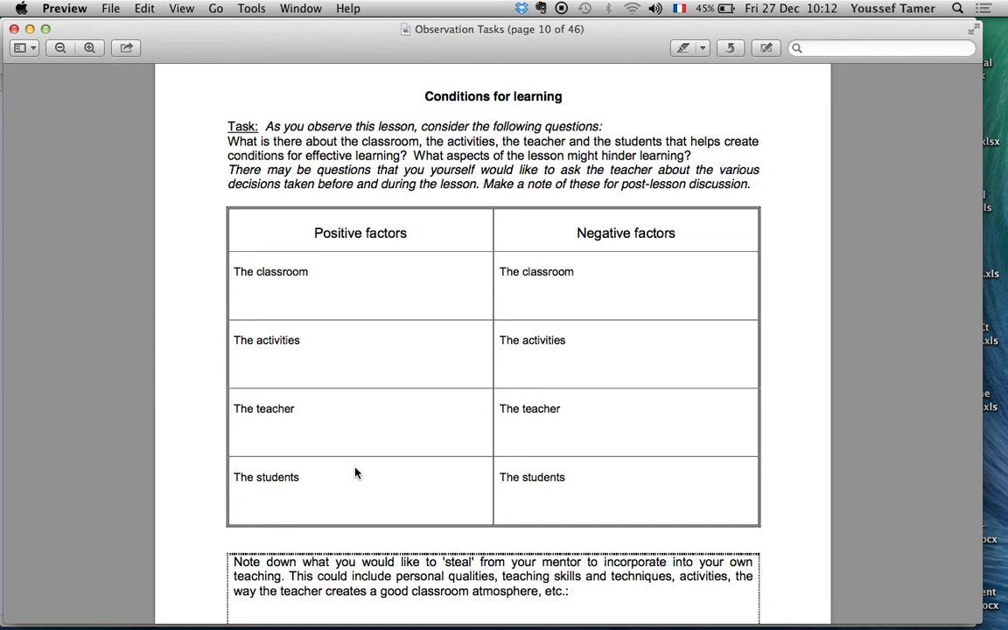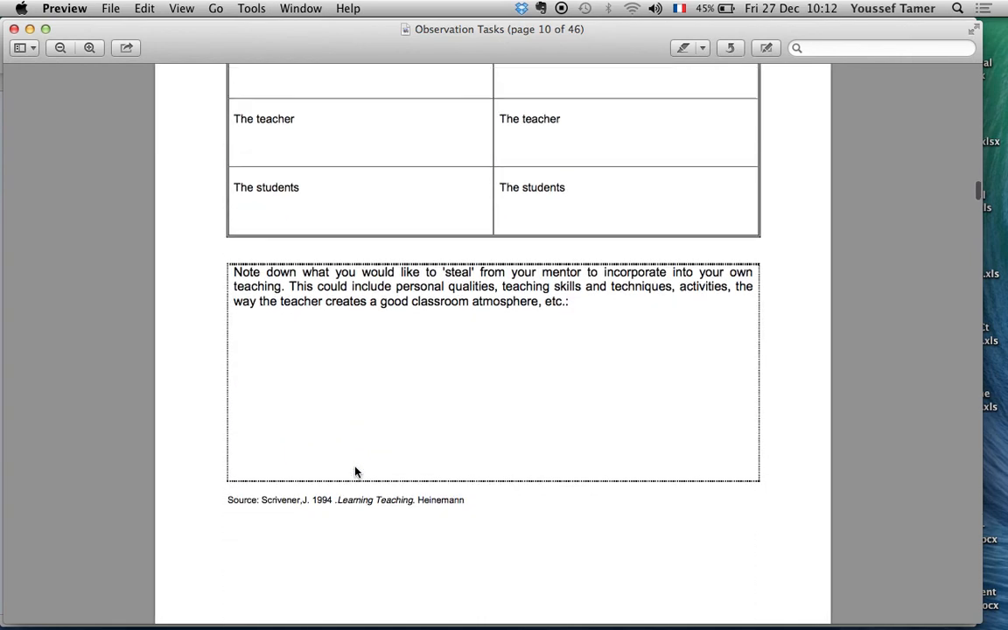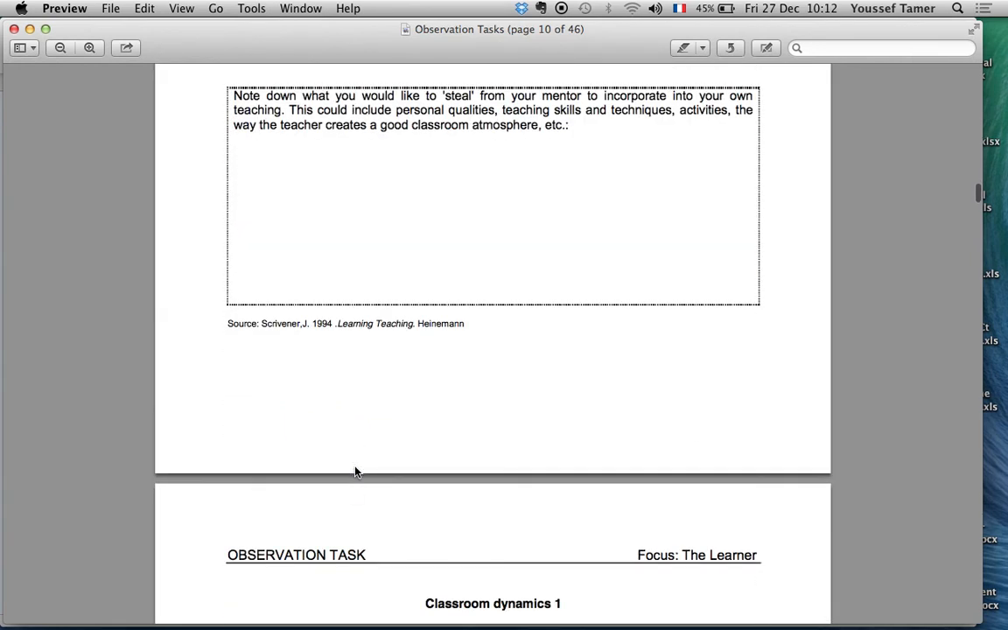So you can make something like a chart, as you have it in here, like positive factors and then negative factors. So the classroom, and then the activities, and then the teacher, and then the students. You can draw your comments and your remarks on the basis of each category. And then you can have this for further reflection.